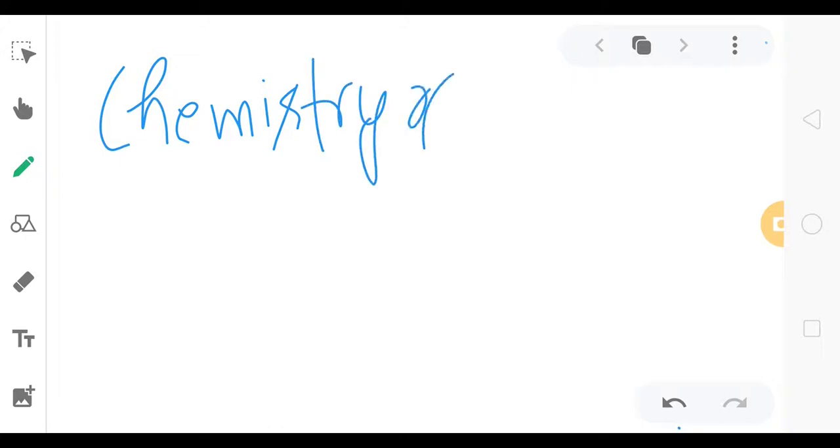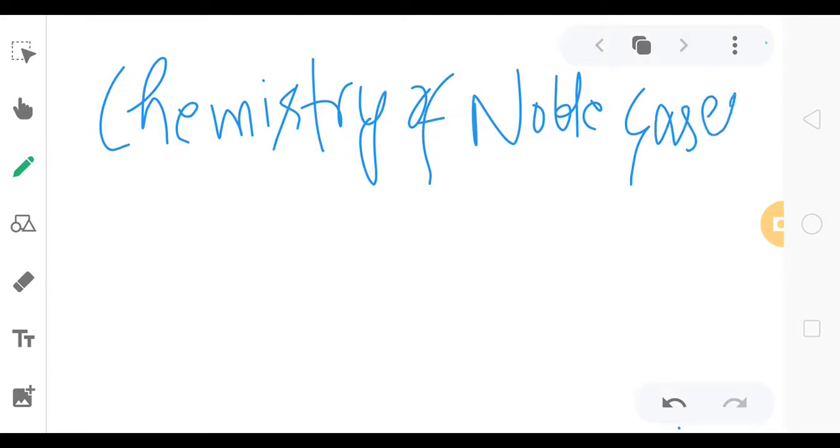Welcome back. So today we are going to talk about the chemistry of the noble gases. Noble gases we also call inert gases. So these are the gases helium.